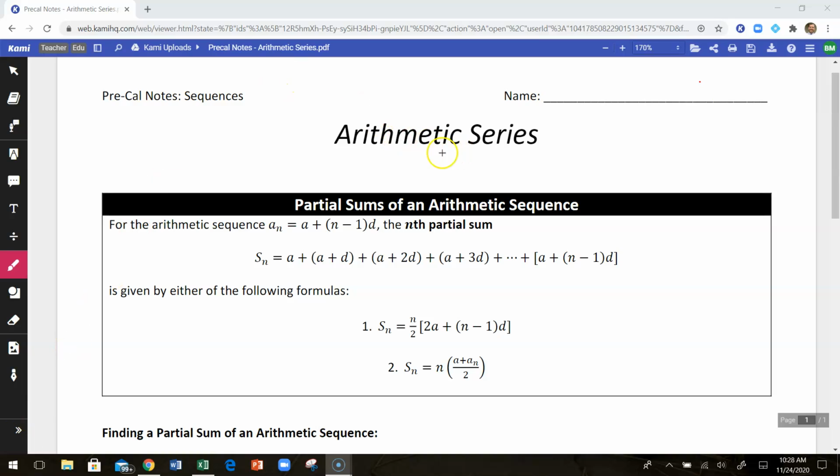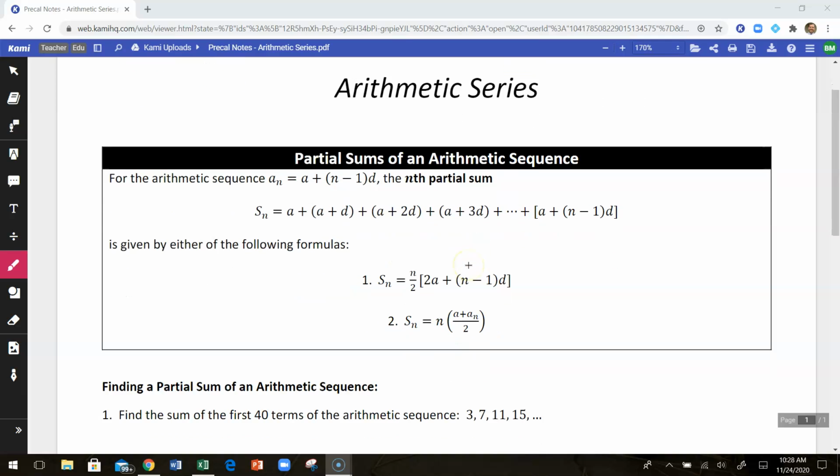Okay, in this video we're going to look at what are called arithmetic series. Another name for a series is what we call a partial sum. So what we're looking at here is not what are the terms of an arithmetic sequence, but what do I get if I add those terms together.